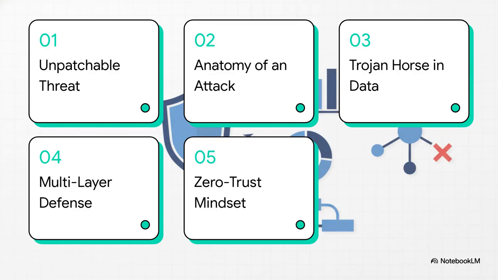So here's what we're going to cover. First, we'll dive into why this is an unpatchable threat. Then we'll dissect the anatomy of an attack, see how this Trojan horse actually gets into your data. And then, the important part, we'll talk about building a multi-layer defense and wrap it all up with the zero-trust mindset you absolutely need to adopt.